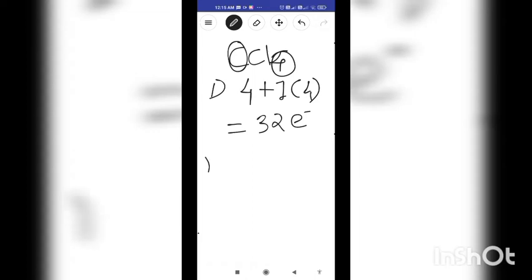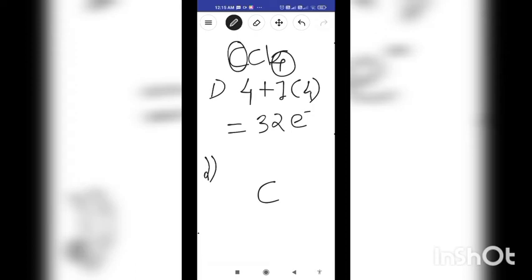So the second step is we have to draw the Lewis structure. For that we have to put the least electronegative atom in the center. So which is the least electronegative, comparing carbon and chlorine? There, carbon is the least electronegative. We know chlorine is highly electronegative. It is near to fluorine.